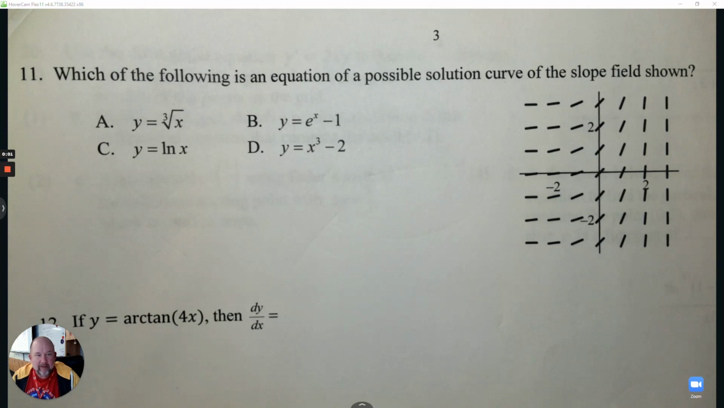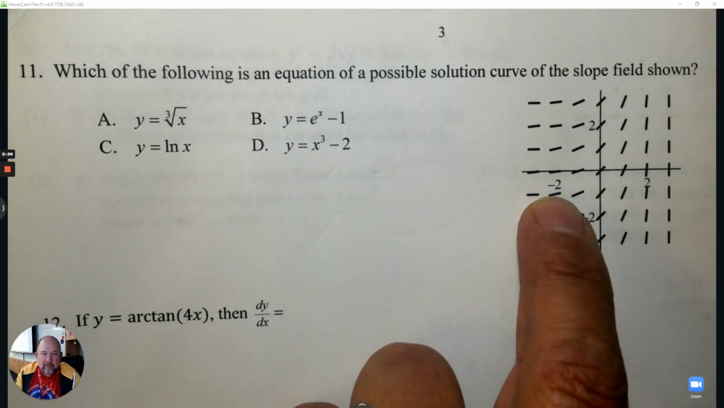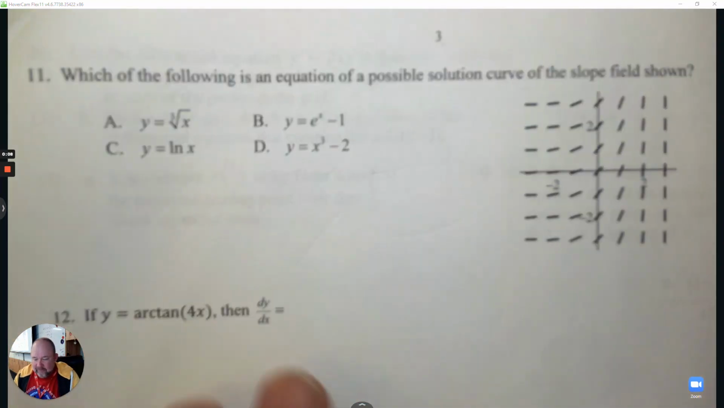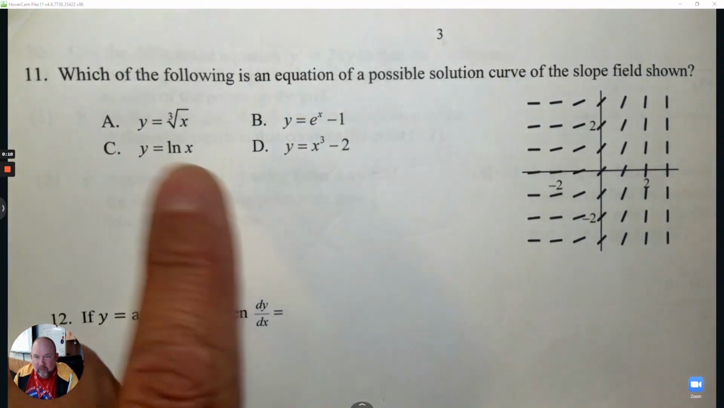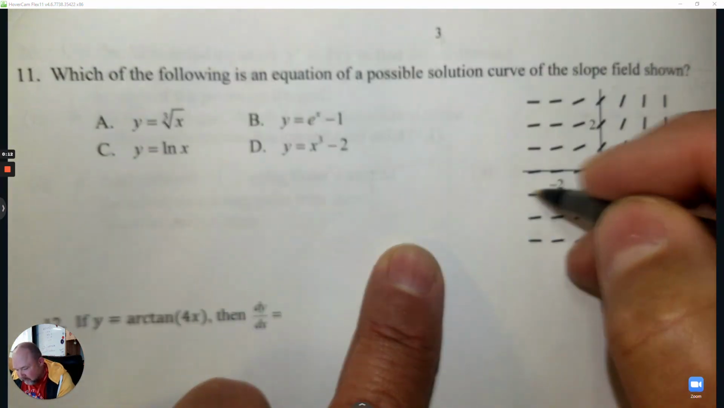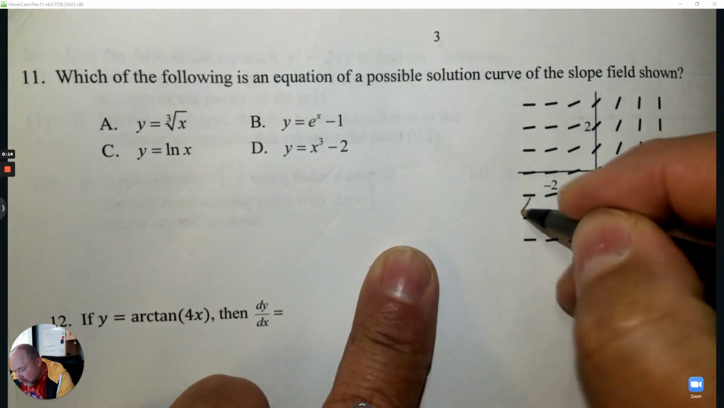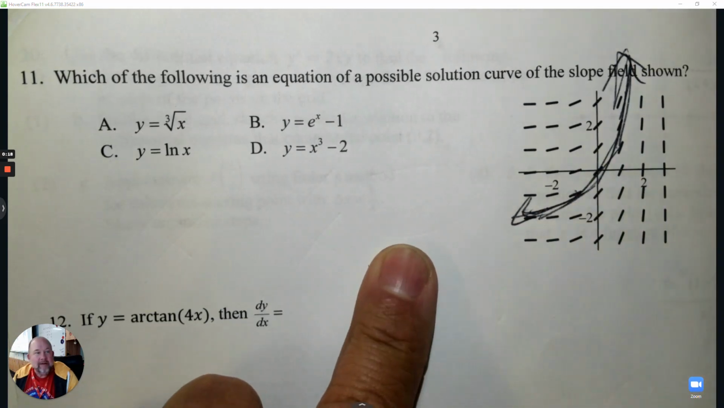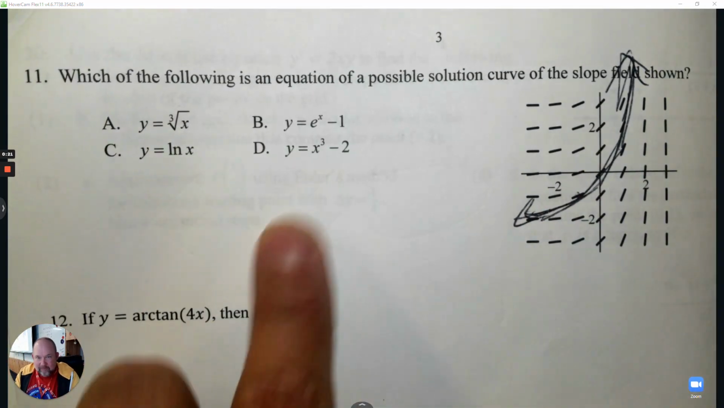All right, question number 11. So you have a slope field and you're given the solutions here. Which one of these solutions could match? And for this, when the answer choices are solutions, you should draw one of the pictures. So pick a point and then draw that and see, okay, what does that picture look like following the slopes? And is that a picture of one of these? And the answer is yes.